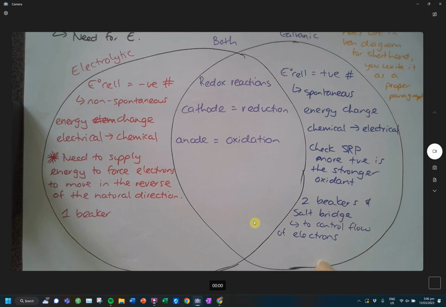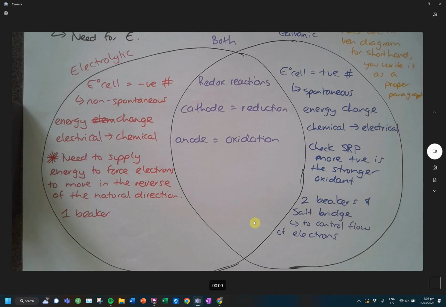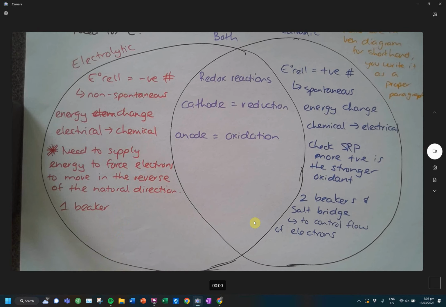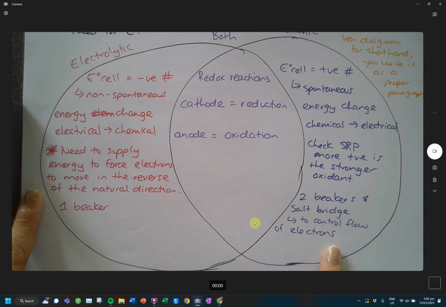So this one here, we are dependent on the natural flow of electrons because it's a spontaneous reaction. This one here, we are making sure that the natural flow of electrons doesn't occur. We're forcing it backwards. So that's where these kind of work as a comparison.